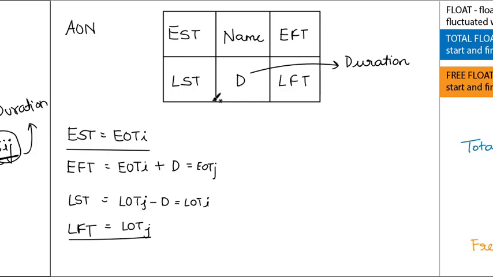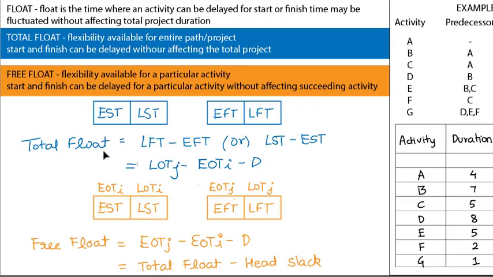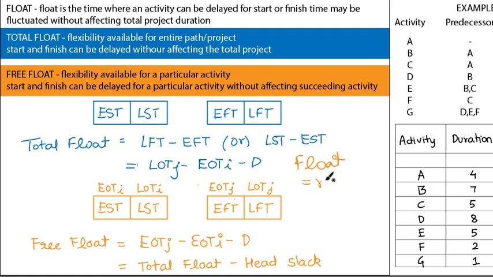So hey guys, let's continue with float. Float is the time by which an activity can be delayed. For start or finish, the time may fluctuate without affecting the total project duration. So what is float? Float is more like a relaxation time. This relaxation can be applied for the entire path or for a particular activity.